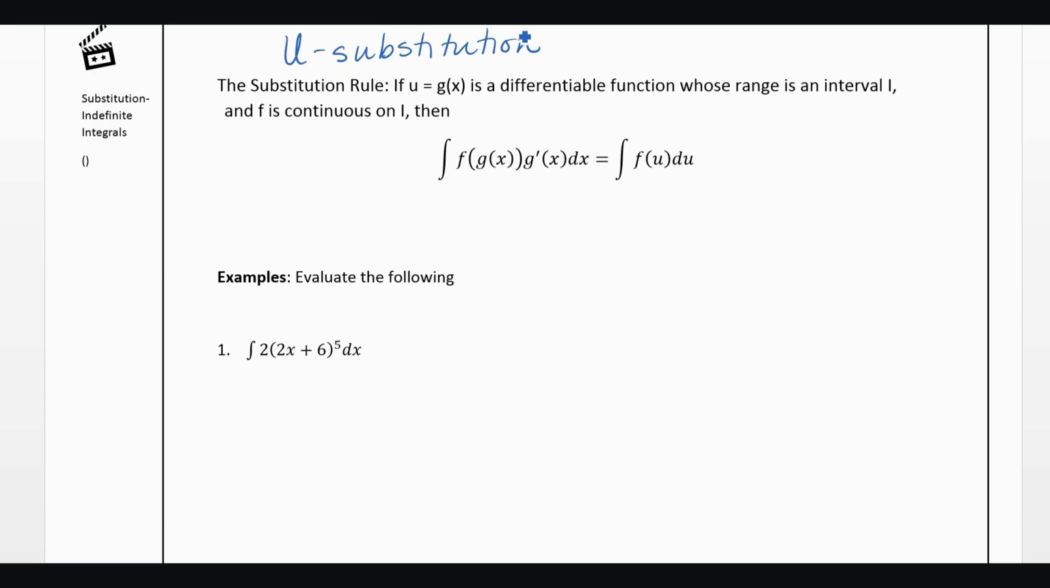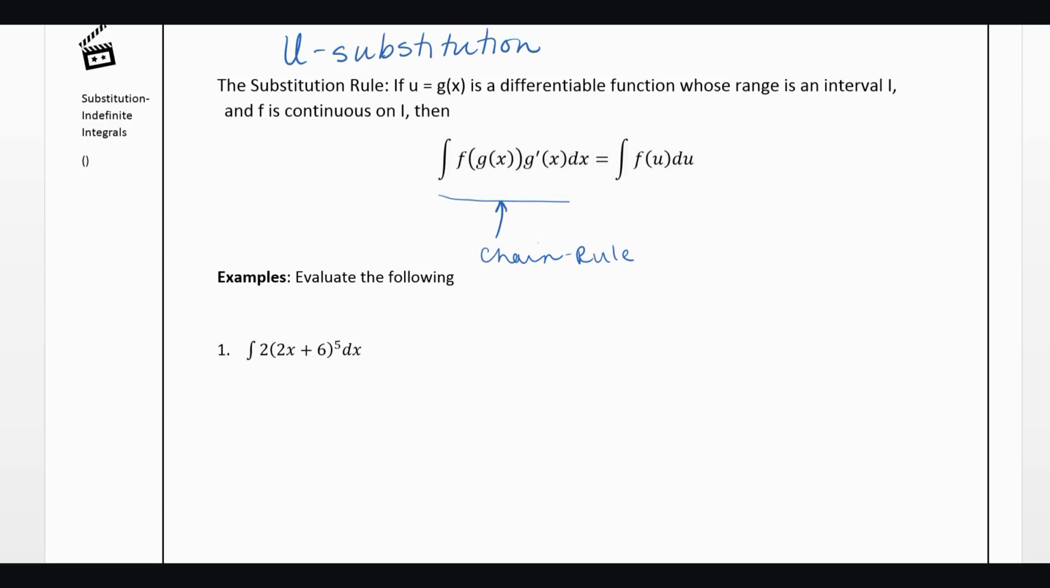Okay, so this looks a little funny, but if your integral looks like something where you've got a function composed with another function, so f composed with g, and then you've also got the derivative of the inside function, okay? This is the formula you see when you're taking the chain rule, right? And we're kind of doing the backwards chain rule here.